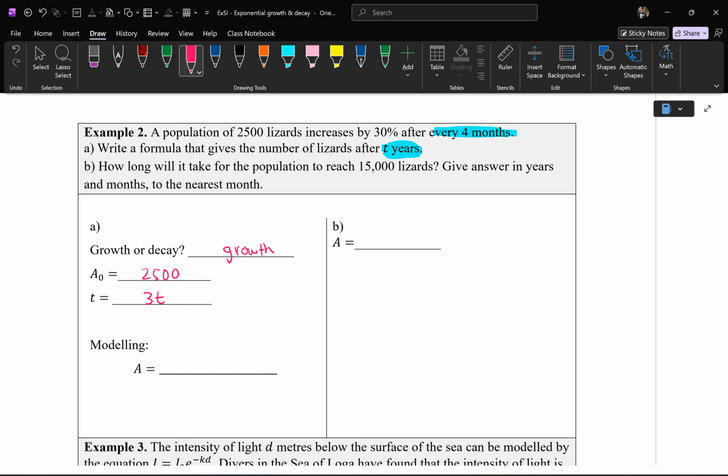Yeah. So to model now, we can write it out. You start off with 2,500 times. Now, anyone know how to fill in the base? How do you say, starting with a certain value and you increase by 30%, what goes in the brackets? Because we know it's going to be to the power of 3t. 1.3. Now, why is it 1.3?